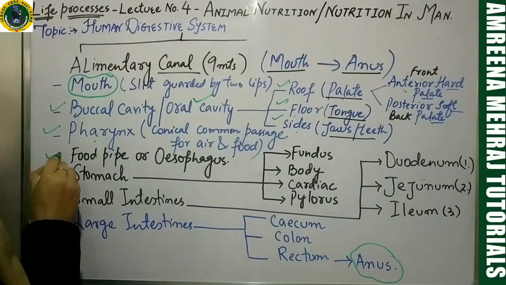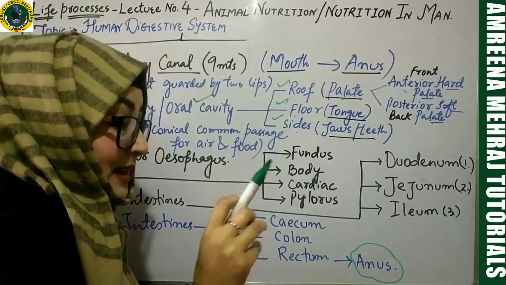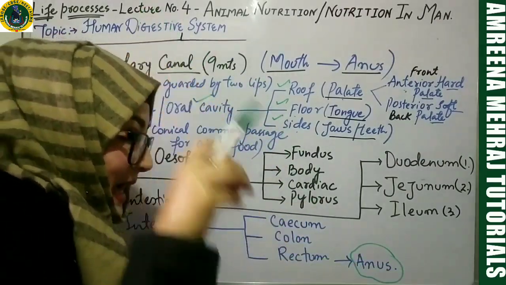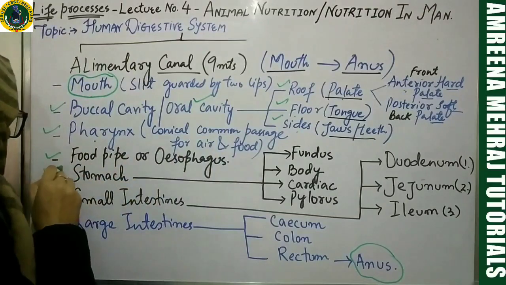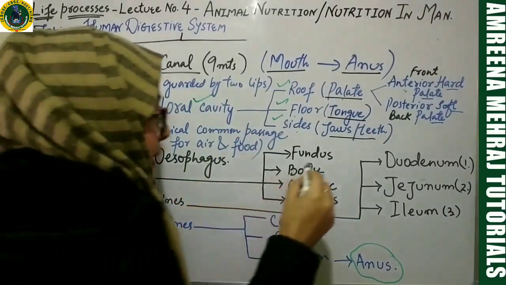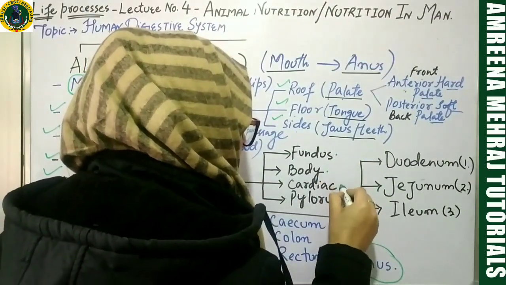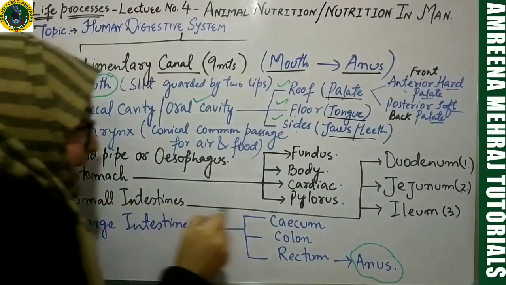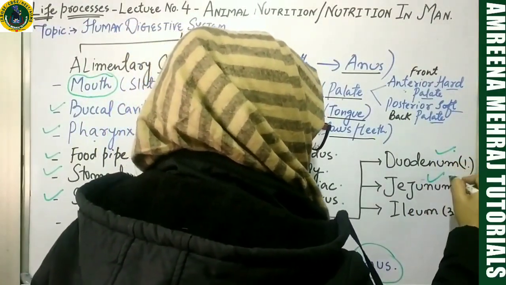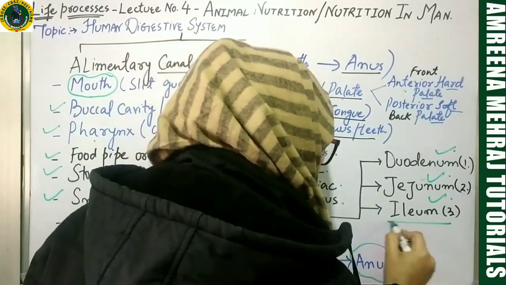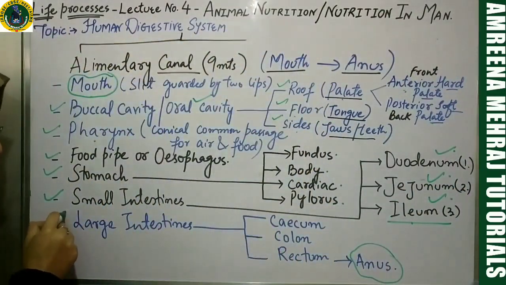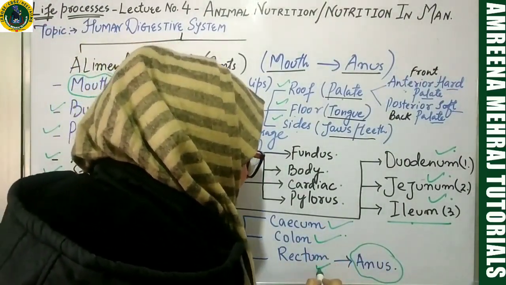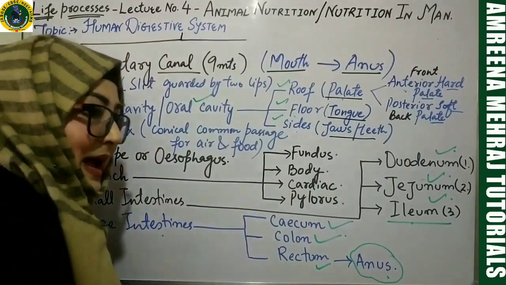After the pharynx, you will find a pipe which moves in a downward direction. It then penetrates the diaphragm and continues with this organ called the stomach, which itself has four different parts: the fundus, body, cardiac and pylorus. After the pylorus, you will find the small intestines, again having three parts: duodenum, jejunum and the third part ileum. After the ileum, you will find the large intestines having three parts: cecum, followed by colon, followed by rectum, and the rectum will be followed by the opening called the anus.